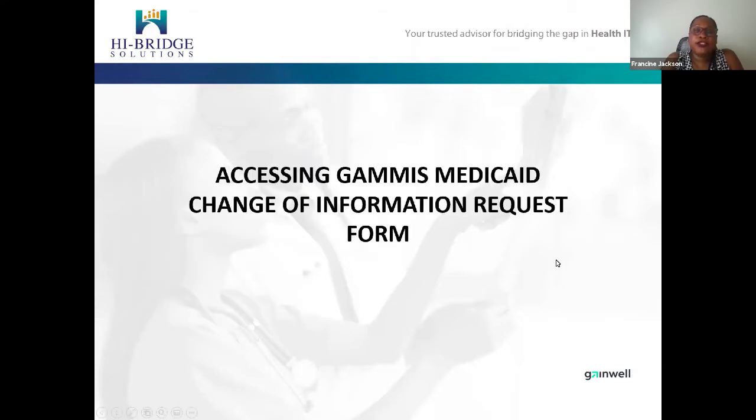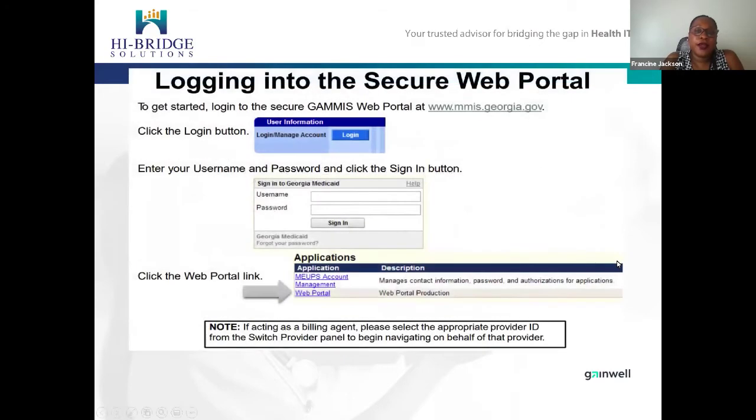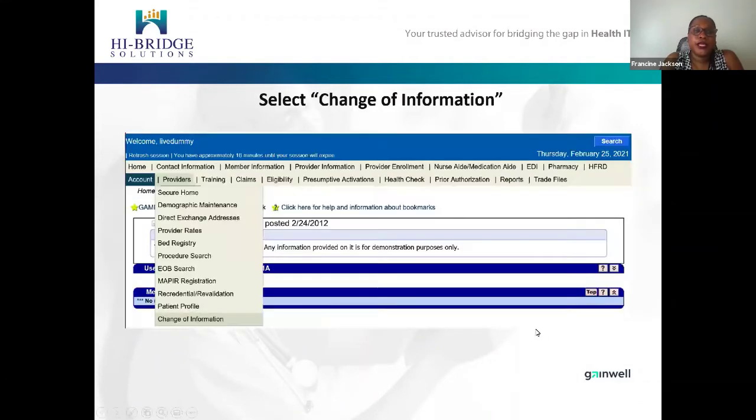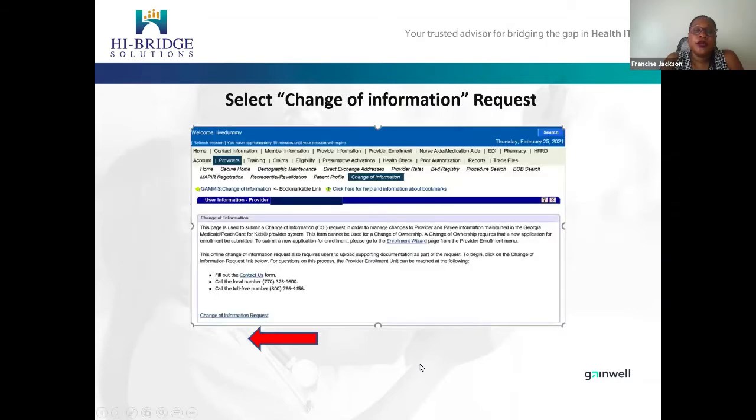Accessing Gamet's Medicaid change of information request form. This is when you need to update the demographics in the Gamet's website. So you want to click on the Gamet's website, then click on Web Portal, then click on Provider Messages, Switch User. Next slide. Then you're going to go to Providers and then Change of Information. You're going to click on Change of Information Request.